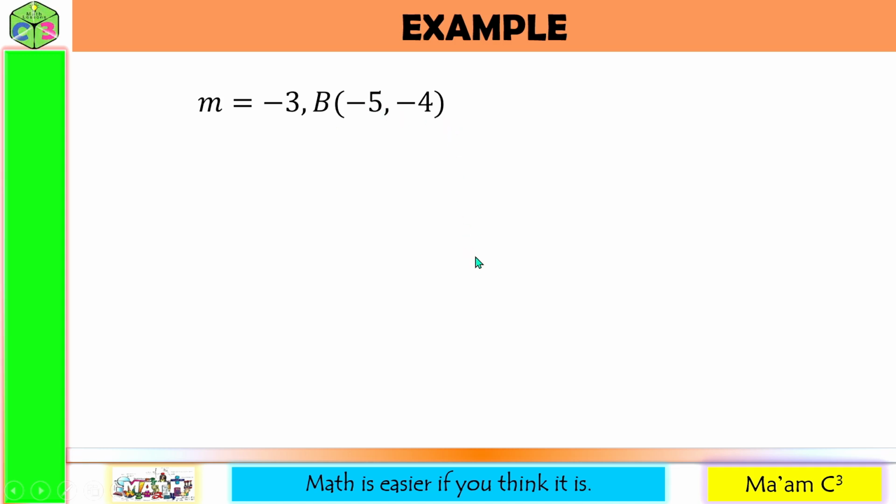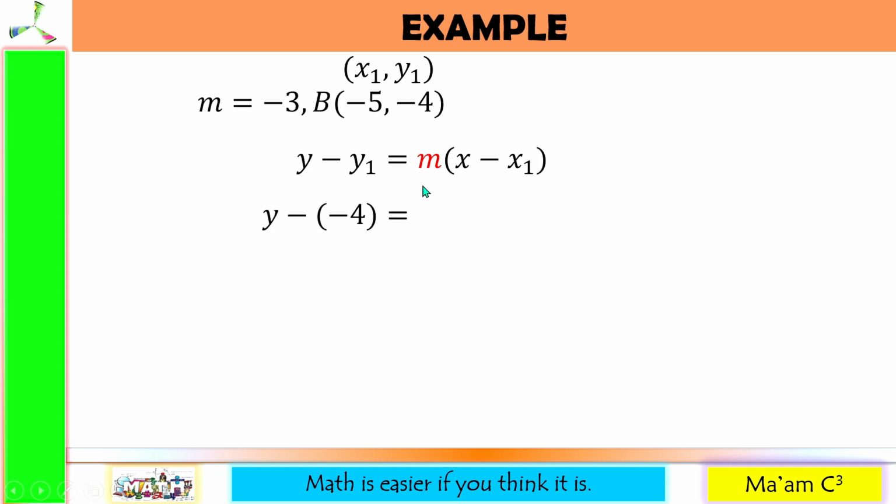Let's recall our formula. (Negative 5, negative 4) is our point. So this will be x sub 1, y sub 1. Now let's substitute y minus y sub 1. Our y sub 1 is negative 4, so this will become y minus negative 4. Our slope this time is negative 3 times the quantity x minus x sub 1. Our x sub 1 is negative 5, so this will become x minus negative 5.